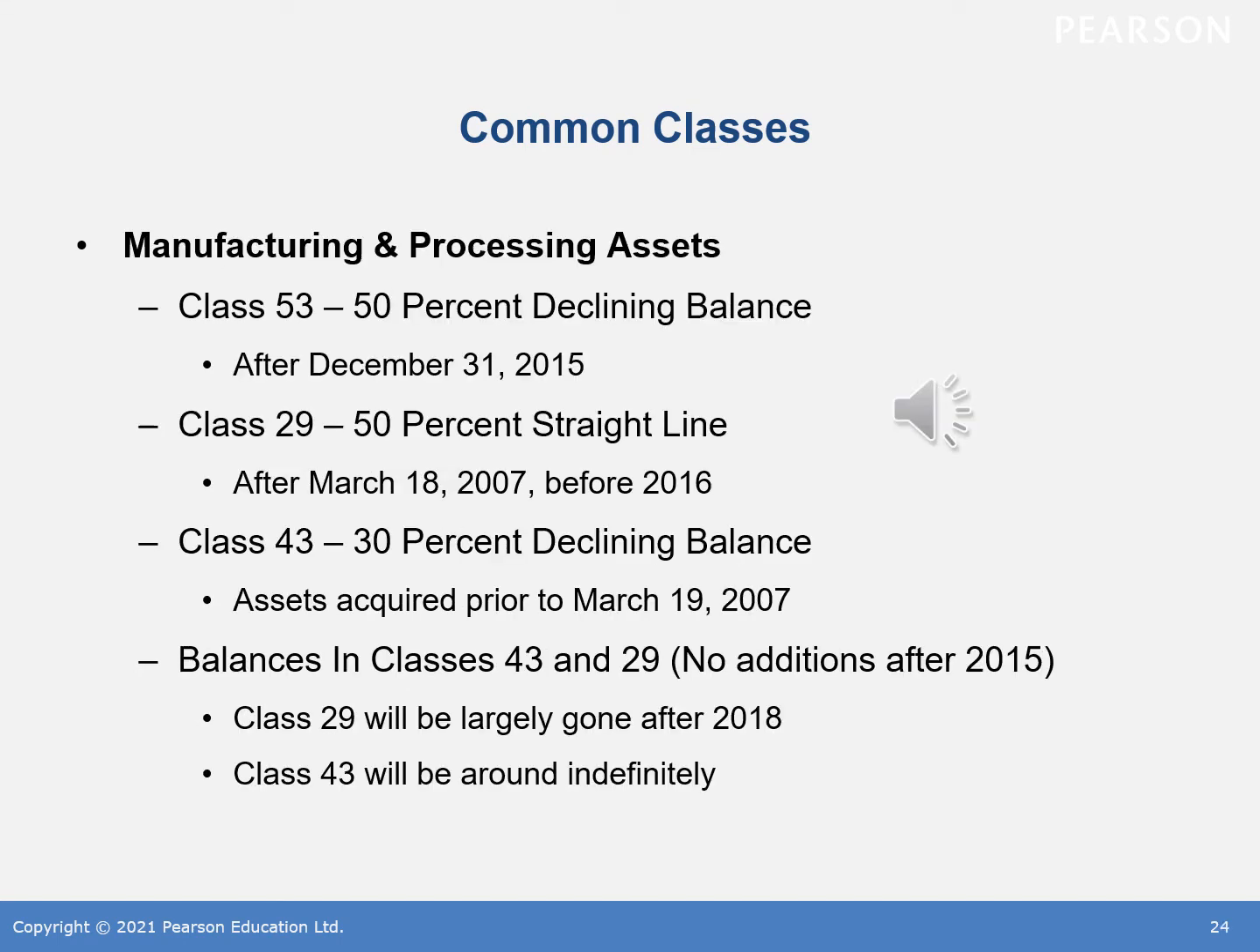Now, when we're talking about manufacturing and processing assets, there are actually 3 different classes to consider based on the time period when those assets were added. Class 43 being the oldest at 30% declining balance, Class 29 being a 50% straight line for a period of 2007 to 2016, or before 2016, and then 2016 to current is Class 53 being a 50% declining balance. So obviously for Class 43 and 29 there'll be no new additions because those asset classes have been wrapped up.